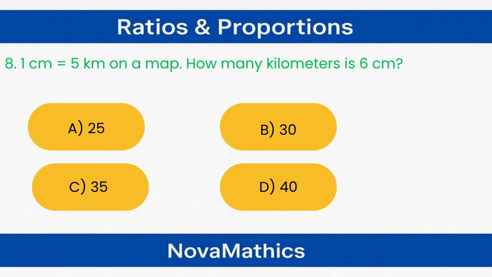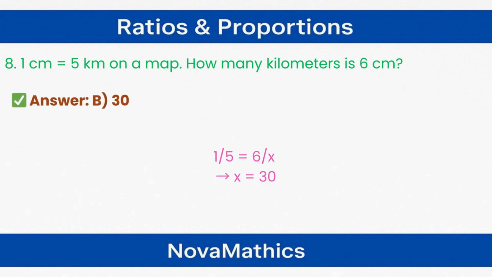8. 1 centimeter equals 5 kilometers on a map. How many kilometers is 6 centimeters? Correct answer is 30. 1 to 5 equals 6 to x. Cross multiply and solve. X is 30.